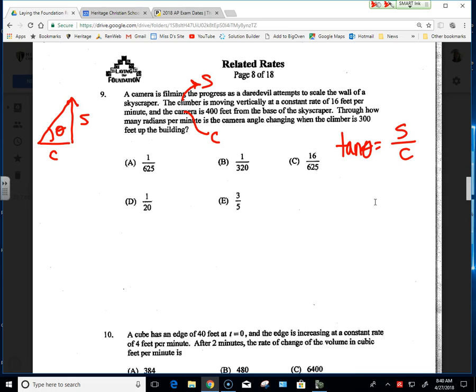Is anything staying constant the whole time? Think, the guy's climbing, the camera's moving, but what's not changing? Where the camera is. It's not one of those cameras on the cars that chase the guy. Anyway, nope. Camera's staying stuck. So c is constant. What can I do with constants? Plug in.